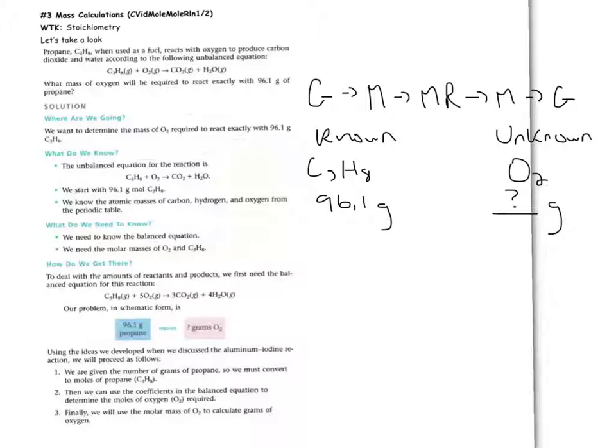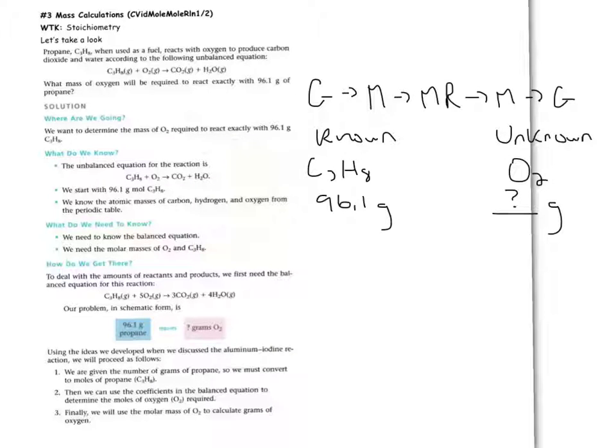Combustion reaction. Good if you said combustion. Bad if you said something else. And we have in it 96.1 grams of propane. So in the mole-mole relation 1 and 2 videos, we looked at the method of going from grams of your known, which in this case is propane, to moles, using the mole ratio to find moles of your unknown, and then to grams.